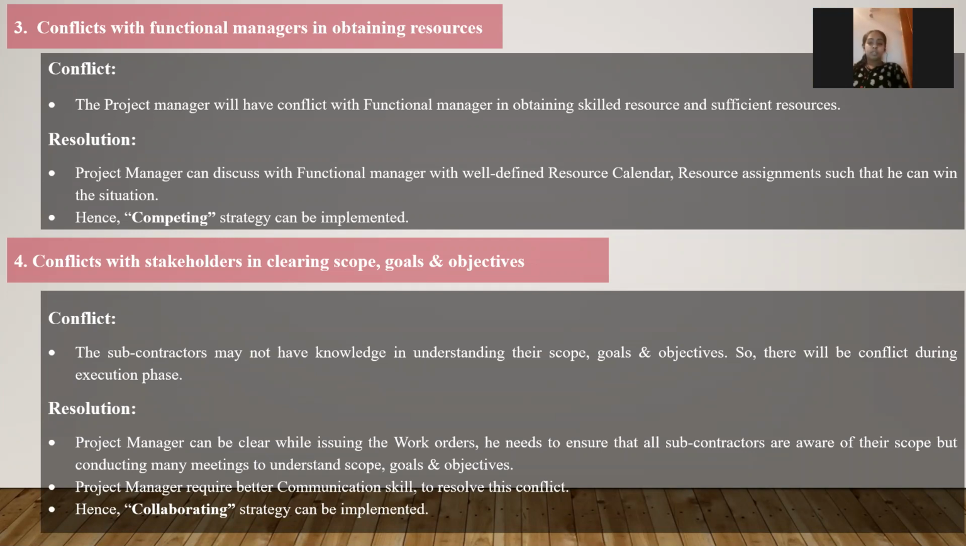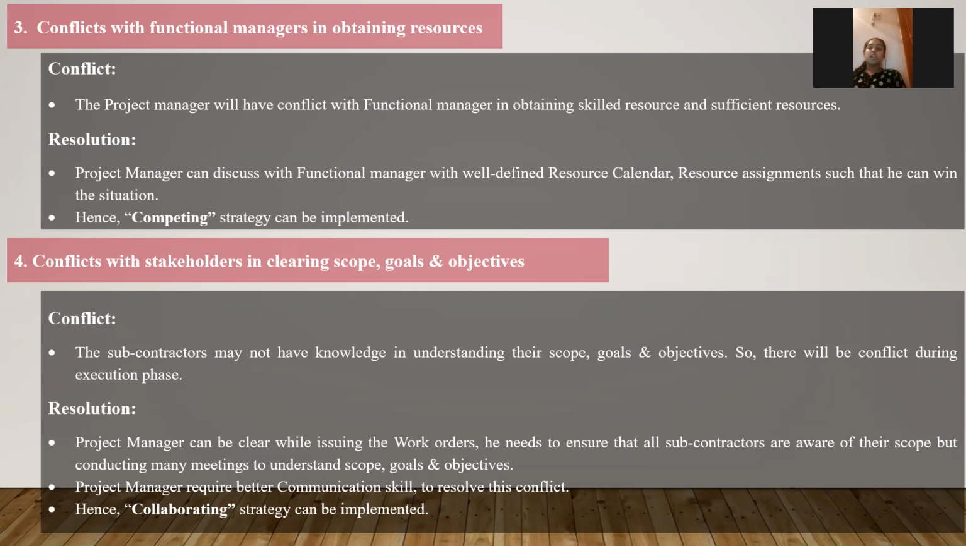Thank you, Eknavel. I am Naina here, and I'm moving to the next conflict, which is the conflict with the functional manager in obtaining resources. The project manager can have a conflict with the functional manager in obtaining skilled and sufficient resources at the work site. To avoid this, the resolution plan is that he can discuss with the functional manager with a well-defined resource calendar, resource assignments, etc. Then he can move forward with this conflict, and hence here the competing strategy can be implemented to resolve this conflict.